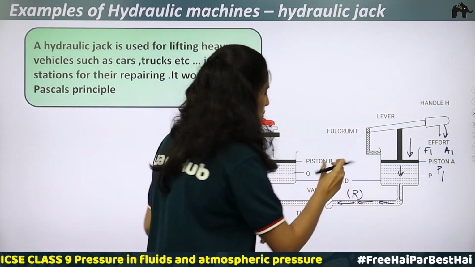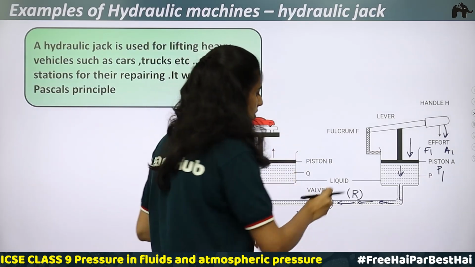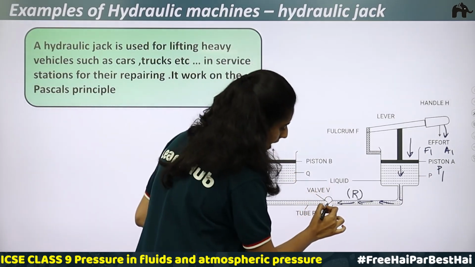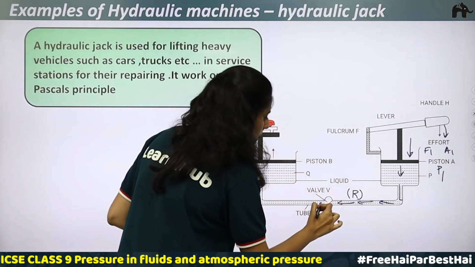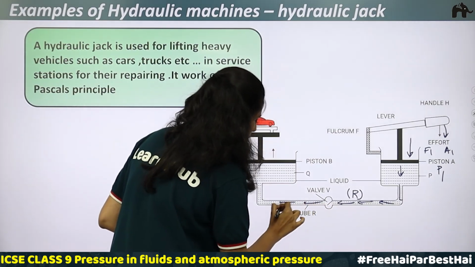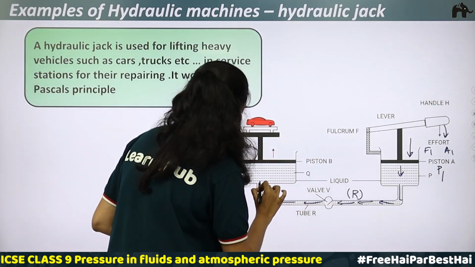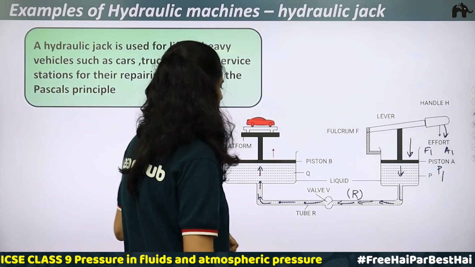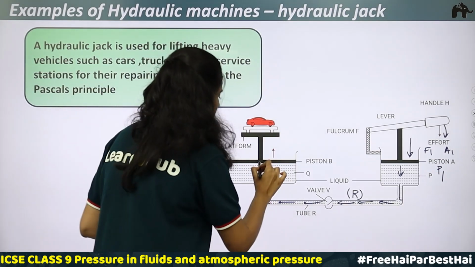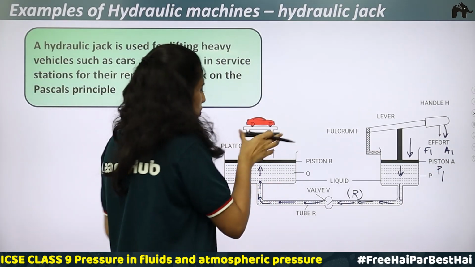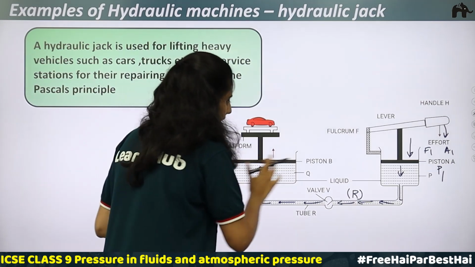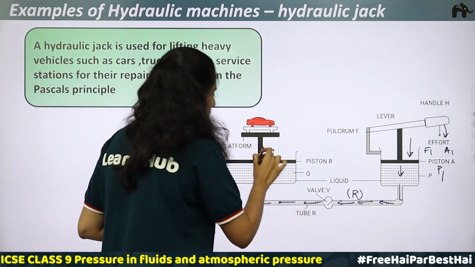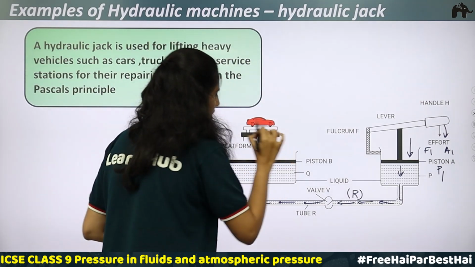Now what happened? Due to the pressure, the valve opens. You can see the valve opens here. When the valve opens, the liquid is going to flow to the cylinder Q. Once it reaches here, what happens? Due to the pressure on the area, there is a force. The force will lift the car up.